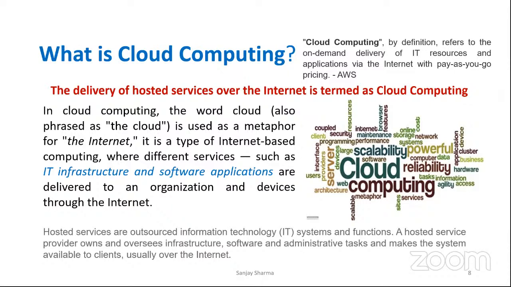AWS has its own definition. By AWS, it refers to the on-demand delivery of IT resources and applications via the internet with a pay-as-you-go pricing model. They are saying you will pay only for the used resources. As per the pay-as-you-go pricing model, AWS charges on a per hour basis. If you use a resource for 2 hours, AWS will only charge for those 2 hours.